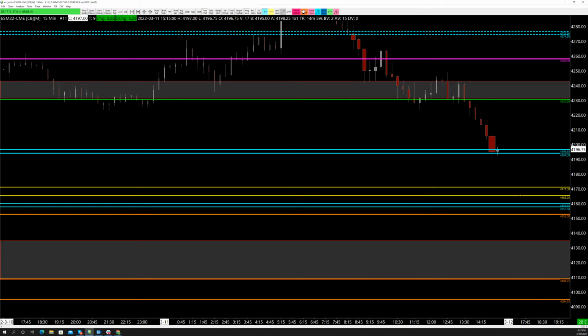4171 to 4165 is the first yellow zone. Then there's a weak zone. Those blue zones are weak zones. I expect them to get traded through. 4159 to 4157.